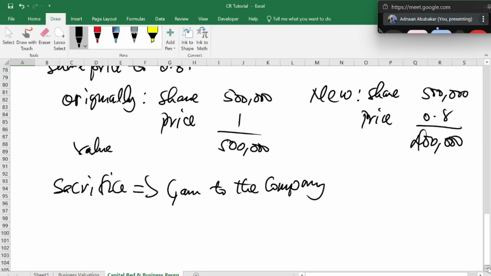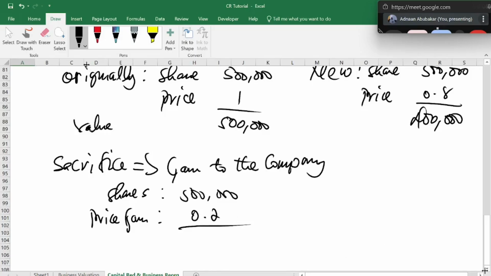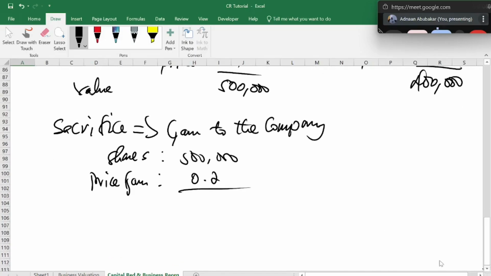So that is where you will have what? The shares is how much? 500,000. And then the price that they gain is how much? 0.2. When you multiply that, that gives you what? 100,000, right? 100,000. Yes, sir.